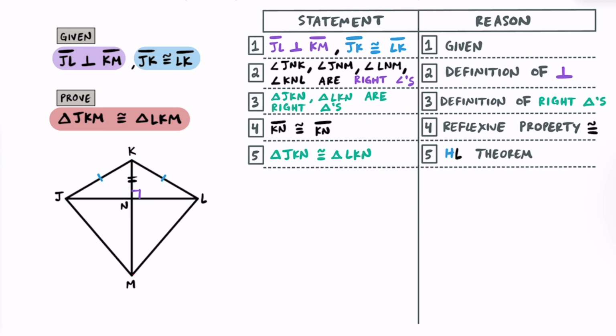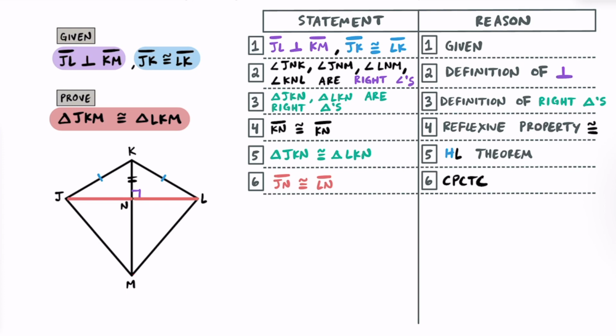Alright, so now that we know that these 2 triangles are congruent to each other, we also know that each of their corresponding parts are also going to be congruent to each other. Specifically, the part that I think is going to be more helpful to us is the fact that JN is going to be congruent to LN. Let's go ahead and say that these 2 segments are congruent to each other, and we can say this by CPCTC, where corresponding parts of congruent triangles are going to be congruent to each other. So let's just go ahead and mark that so we know that these 2 segments are congruent.